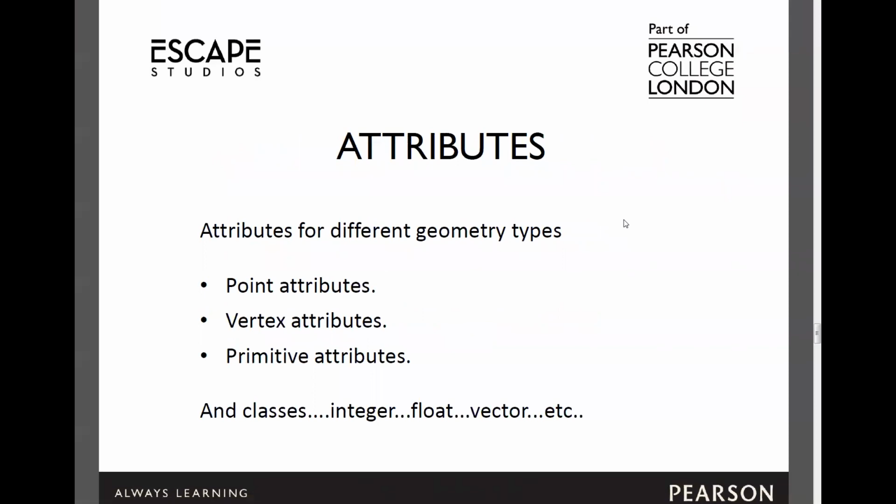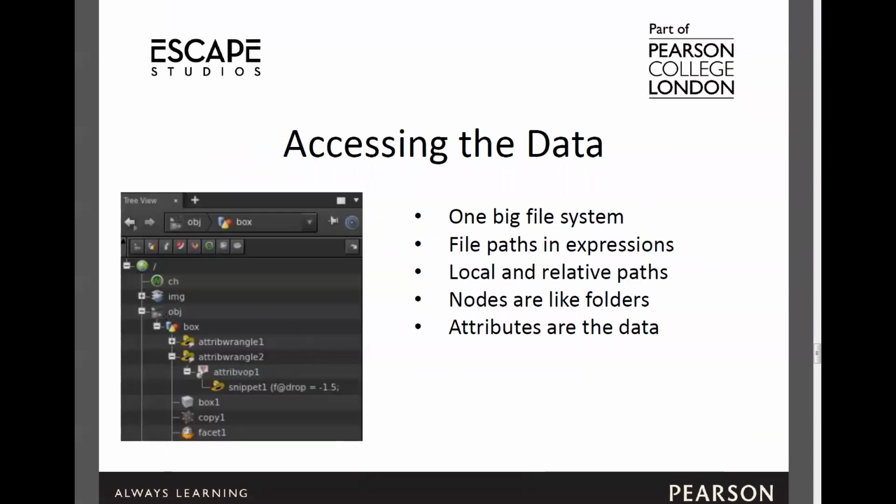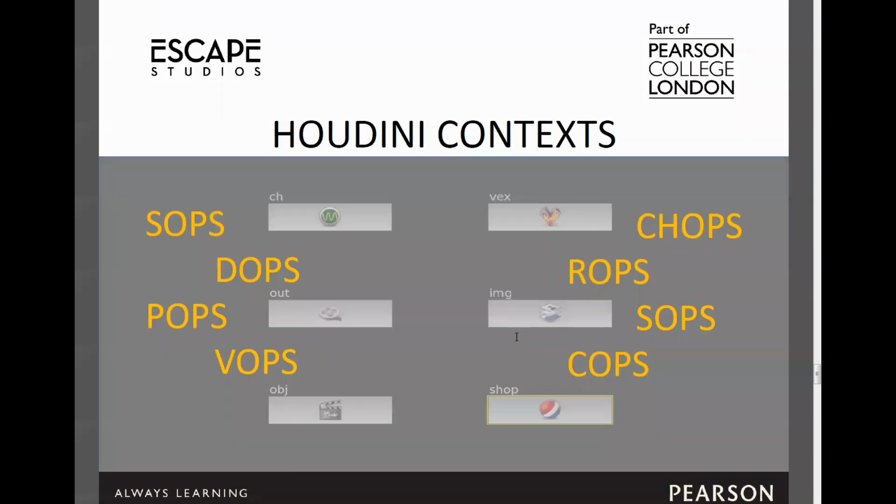These attributes have different classes, as we call them: point attributes, vertex and primitives, and there are different data types, integer, float, vector, etc. Houdini itself, within the network here, is basically a file system. So you can access data on nodes by treating it like a file system. The tree view will show you that file system. It looks similar to Maya's outliner, but it's not at all. It really is more like Windows Explorer, where each node is a folder, and the data associated with the node can also be accessed as in a path, just like Windows.